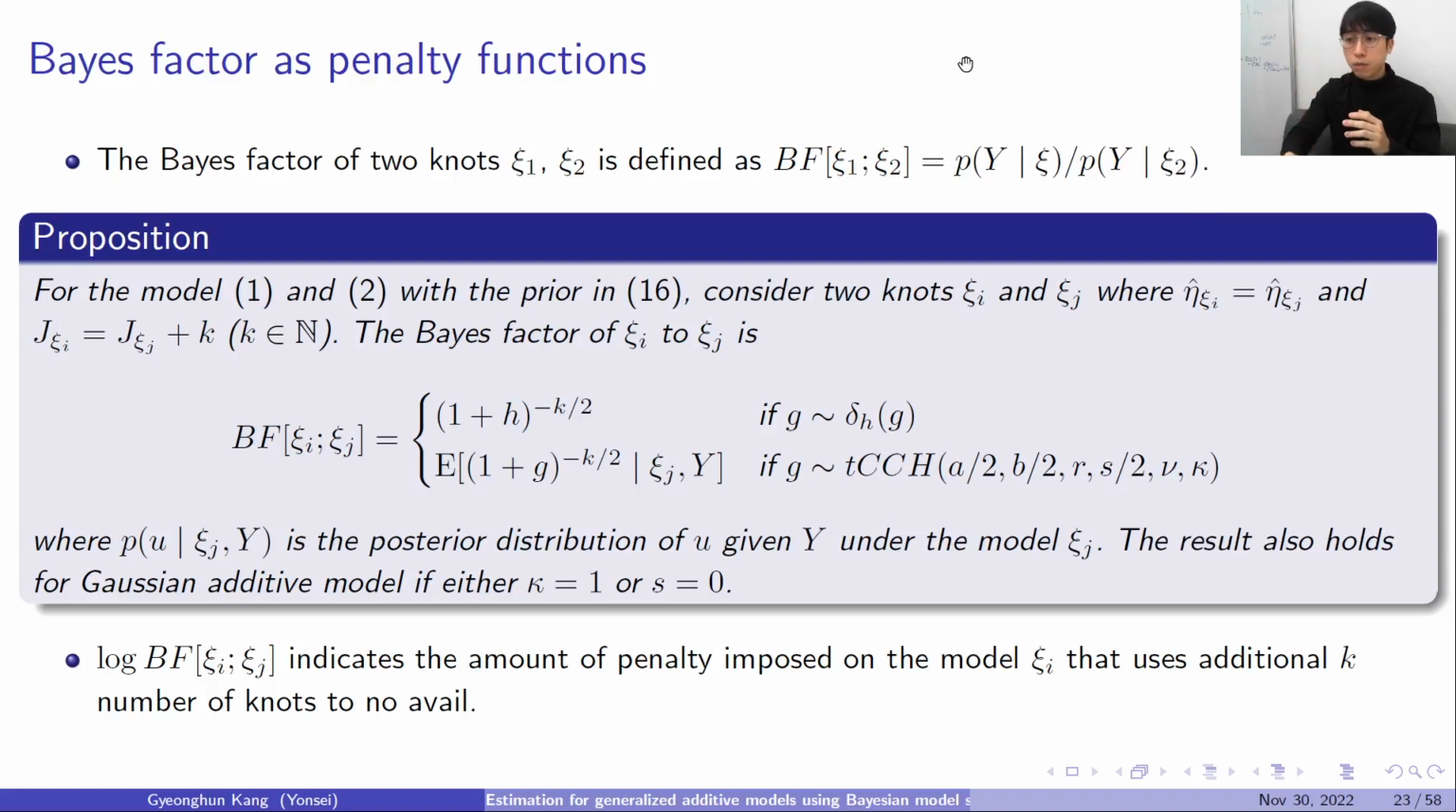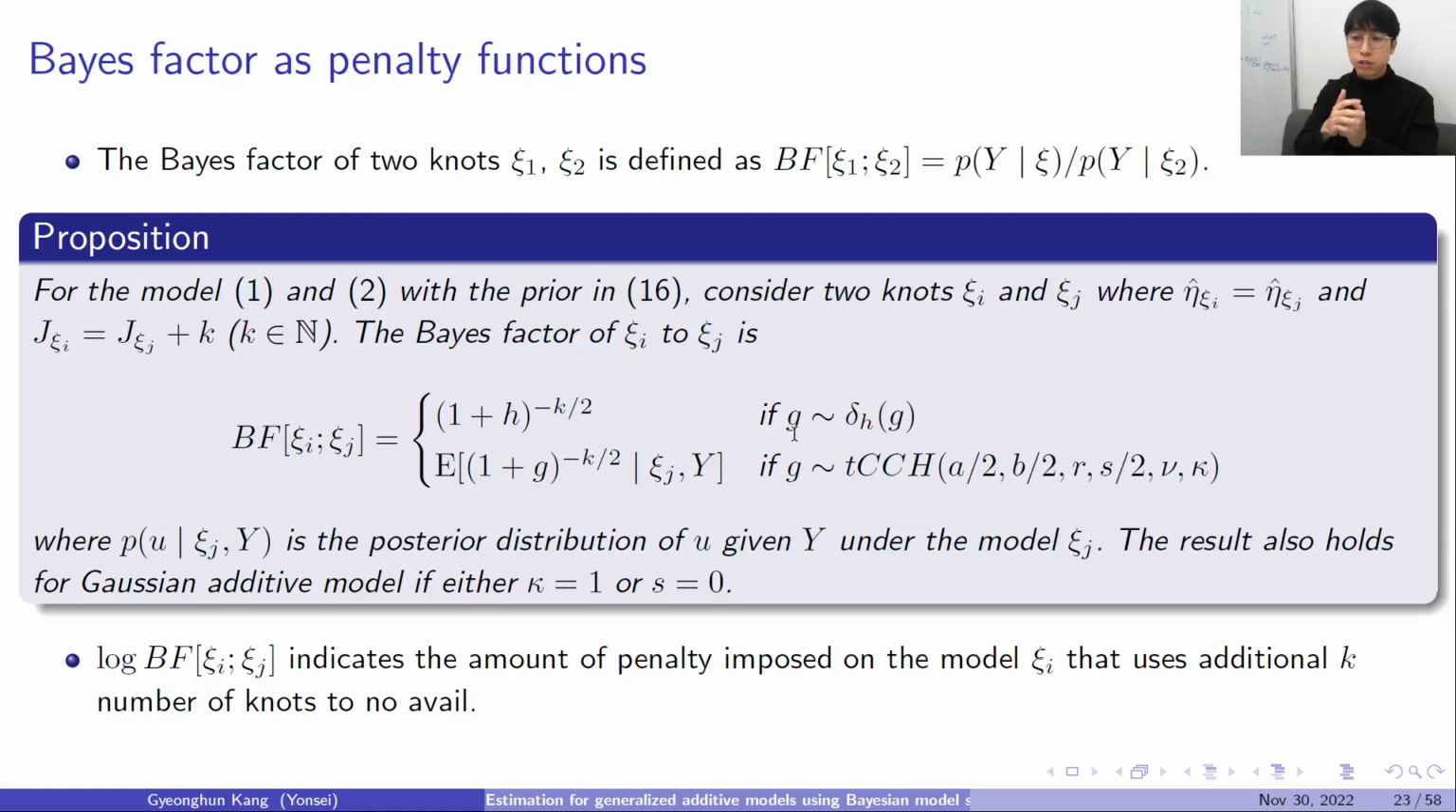Because it's going to have a lower model evidence, right? Because apparently they're using one more knot without any improvement in the fit. In that respect, the Bayes factor can be interpreted as a penalty function under this specific scenario. And that quantity, the Bayes factor, for a fixed value of g, is smaller than 1, obviously.